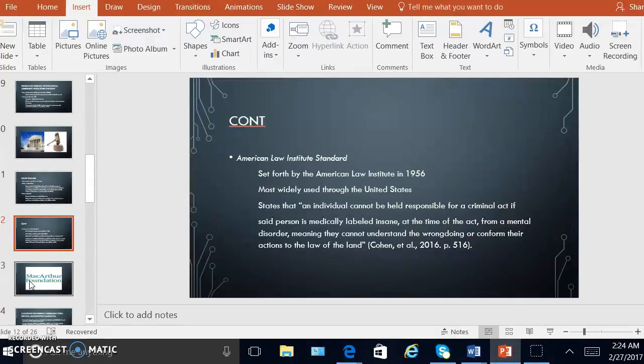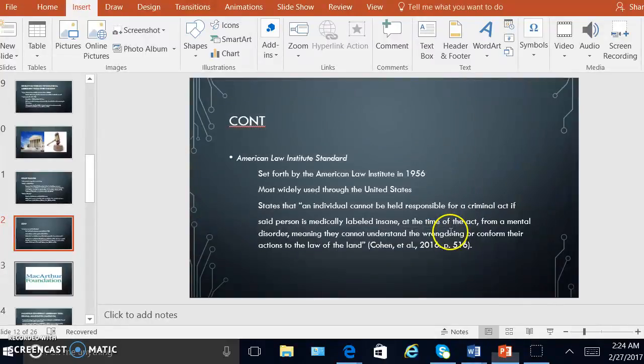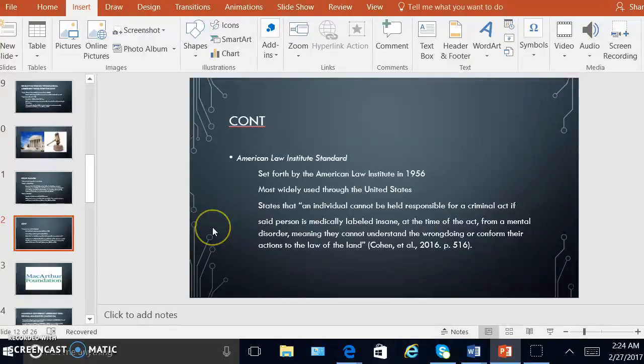Then we have the American Law Institute Standard. This is still used today. It is widely used all over the United States, and it states that an individual cannot be held responsible for a criminal act if said person is medically labeled insane at the time of the act from a mental disorder, meaning that they cannot understand the wrongdoing or conform their actions to the law of the land.